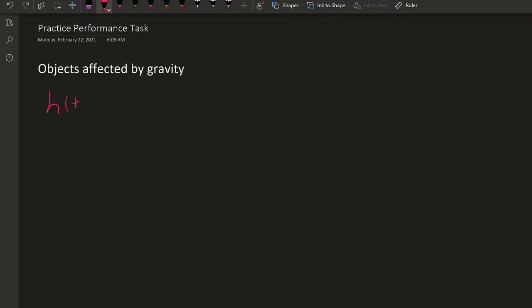h of t is equal to negative 1/2 g t squared plus v0 t plus h0. Now, this formula can be a little intimidating at first, but don't worry, it's actually a lot simpler than it looks. So let's talk about what each of these things means to start off with.